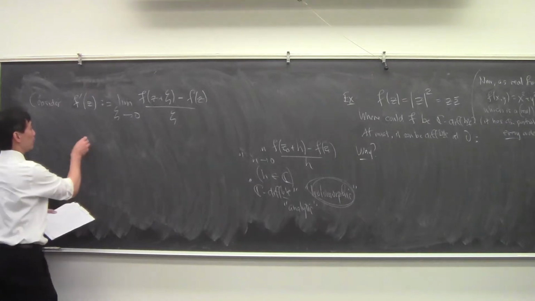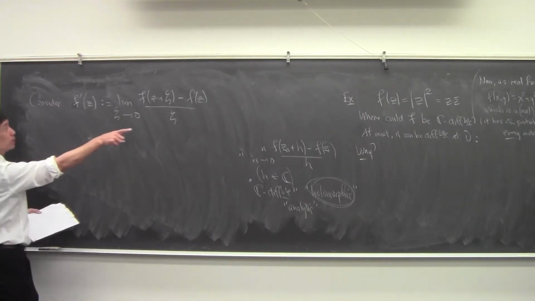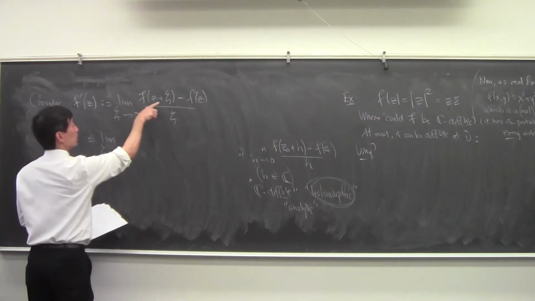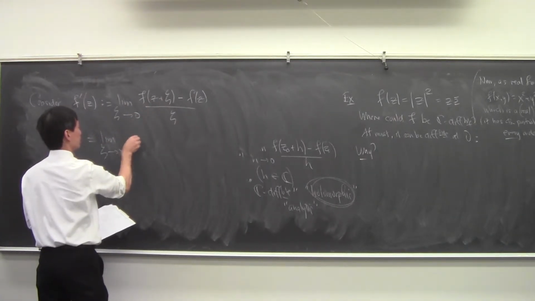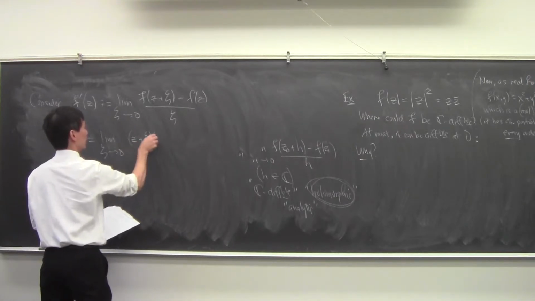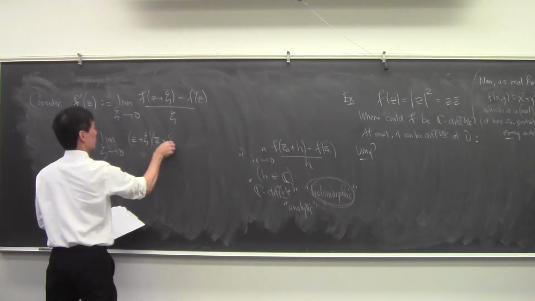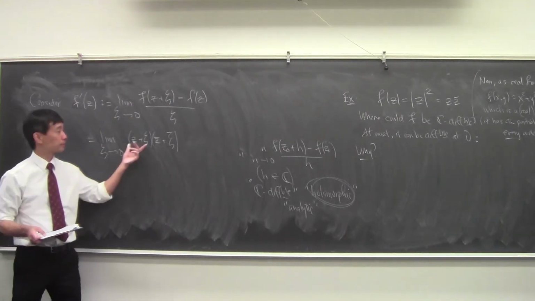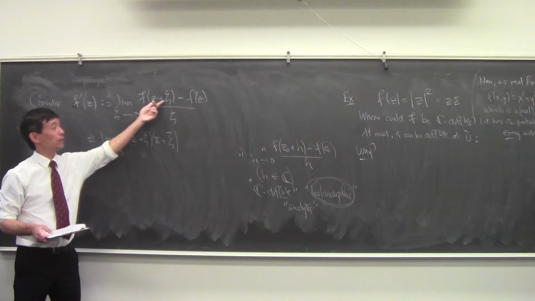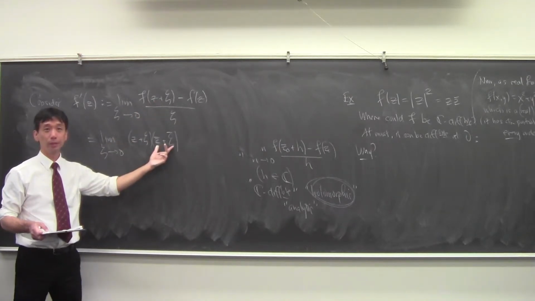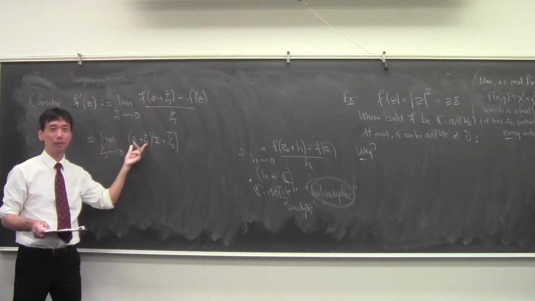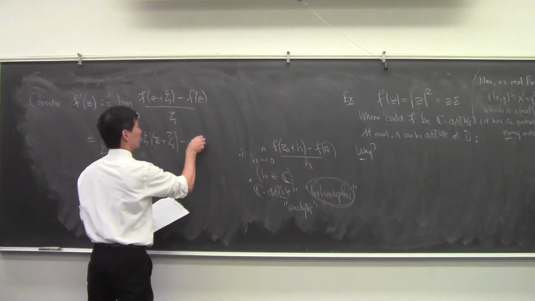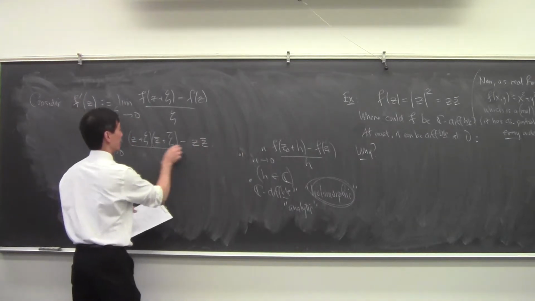Okay. Well, our function was modulus squared. So that's the limit of the modulus squared. Well, modulus squared is going to be z plus zeta times z bar plus zeta bar. You get the thing times its conjugate. And then we subtract off z times its conjugate, and we divide by zeta.